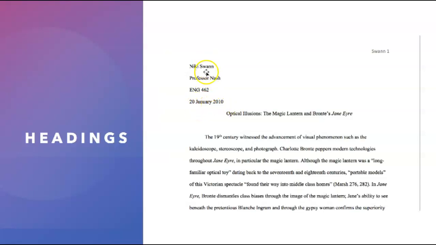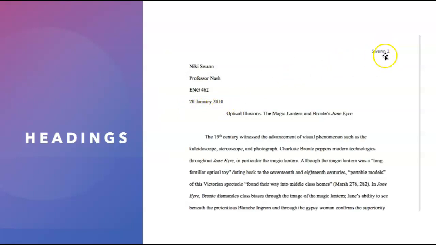So it'll be your name, my name, English 111, and then I forgot what day I said this was due. 19 July 2020, not July 19th, not 7/19/20. It would be 19 July 2020.